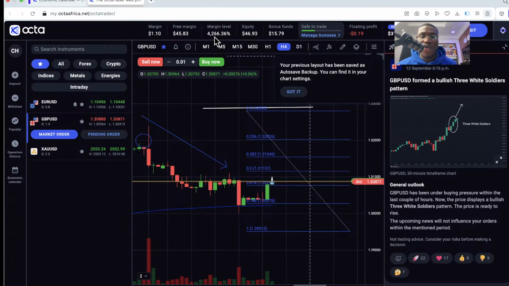You're not in drawdown when your margin level is increasing. So if this increases to, let's say, 4,500, then I know that my trade is in profit. So the more I'm in profit, the more my margin level increases. Equity is your balance plus or minus your open trades, right? Equity is your balance plus or minus your open trades. And then we have some bonus funds here.